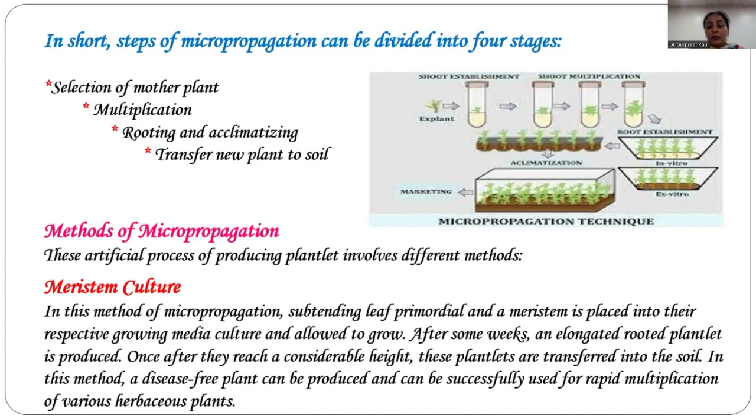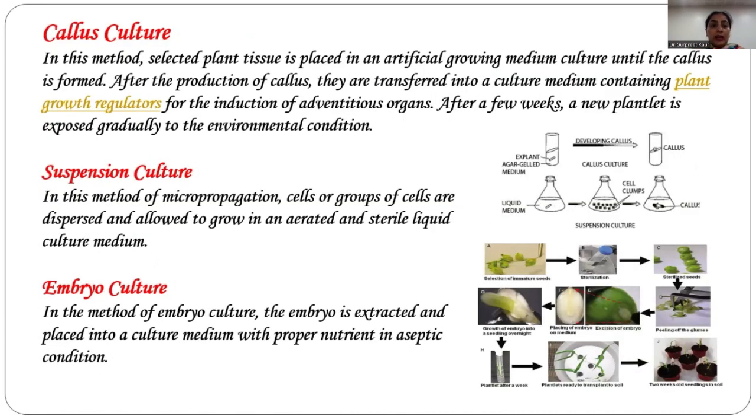Orchids were very difficult to propagate, but through tissue culture and micropropagation techniques, they are very easily propagated in the biotechnological labs nowadays. Other methods are callus culture, suspension culture, and embryo culture. In callus culture, the selected plant tissue is placed in an artificial growing medium until the callus is formed. What is callus? Callus is the cells from the explant taken.